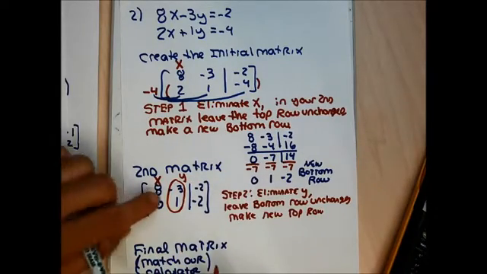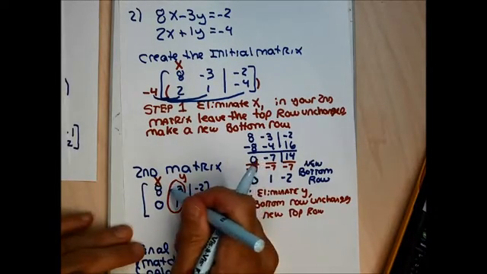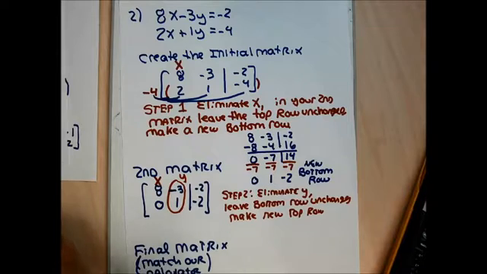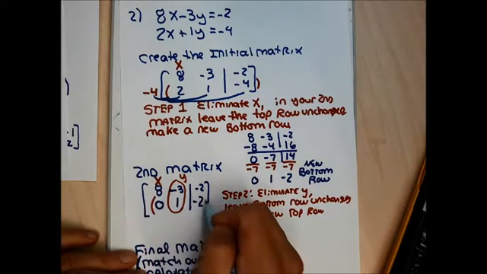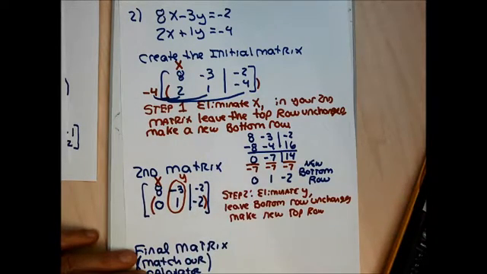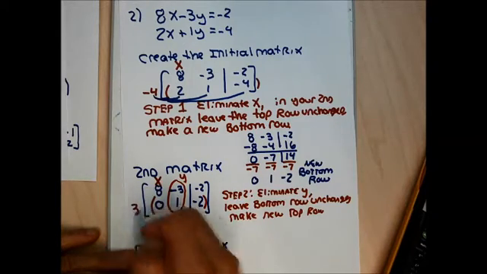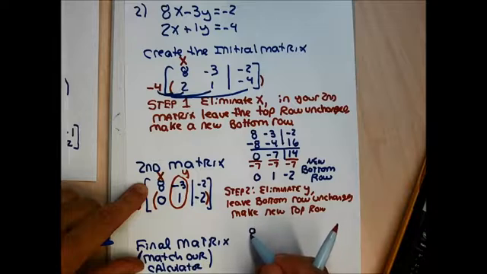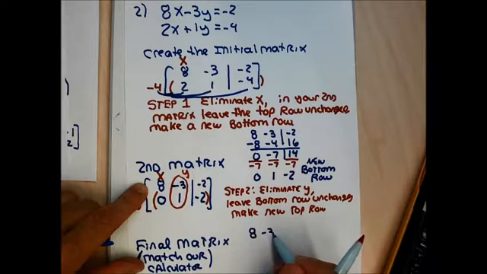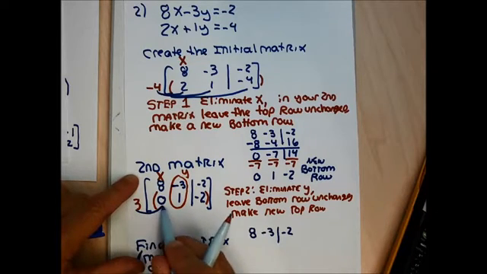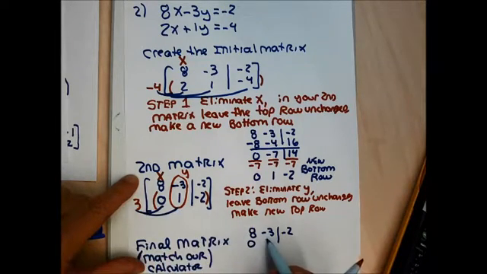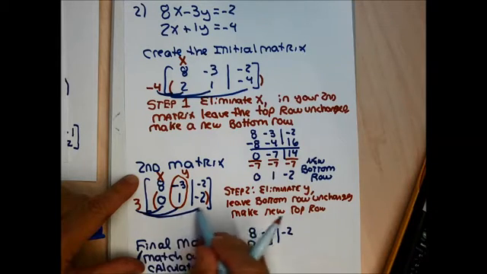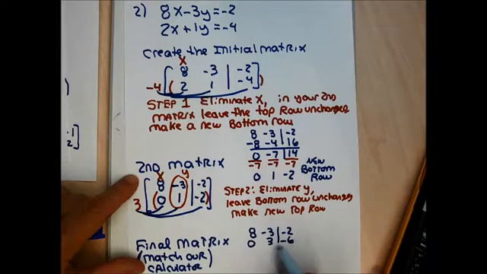And to get a 0, I have a -3 that I can pair up with a +3. I'm going to multiply the whole bottom row by 3. And when I do that, I'm going to leave the top row alone for a second. I'm going to leave it at 8, -3, and -2. I'm going to go 3 times 0 is 0. 3 times 1 is 3. 3 times -2 is -6.